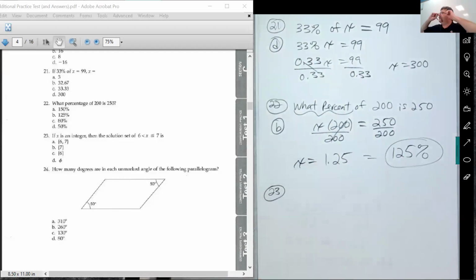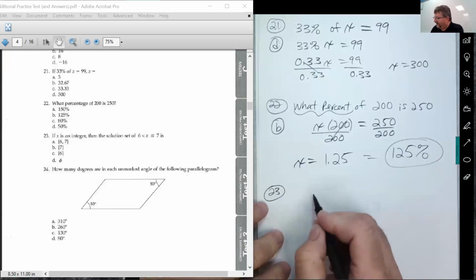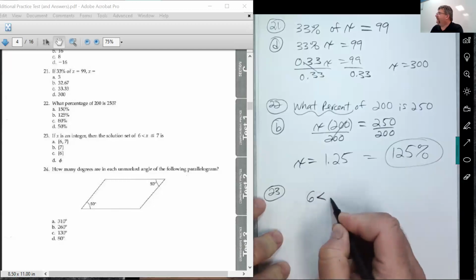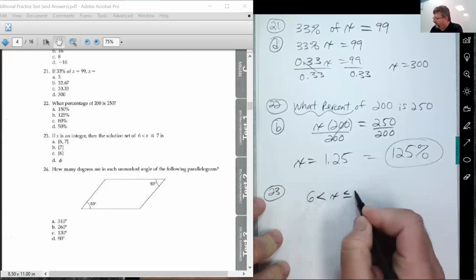23. If x is an integer, what's an integer? It's the whole numbers, 0, and the negative whole numbers. Okay, so the nice pretty whole numbers, including the negative whole numbers, including 0. So if x is an integer, then the solution set of 6 is less than x is less than or equal to 7.